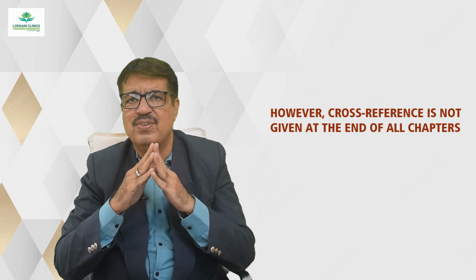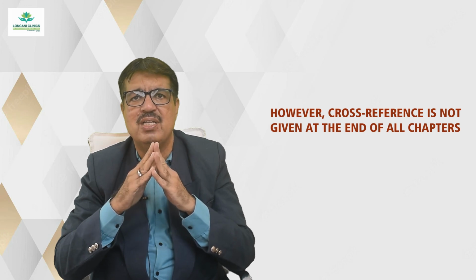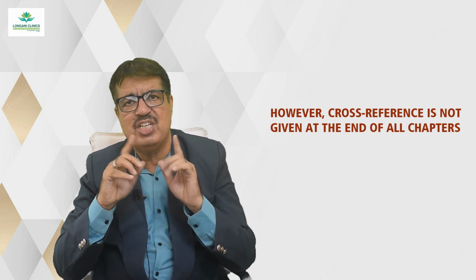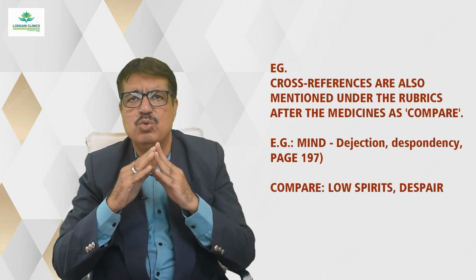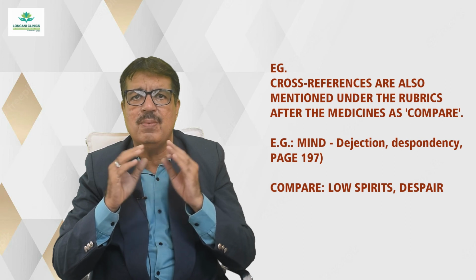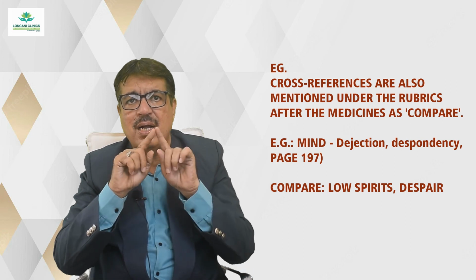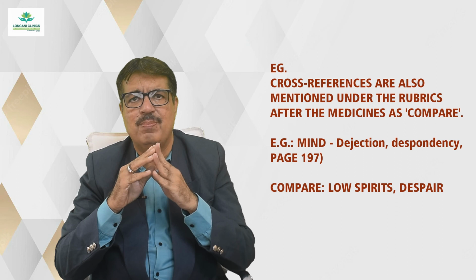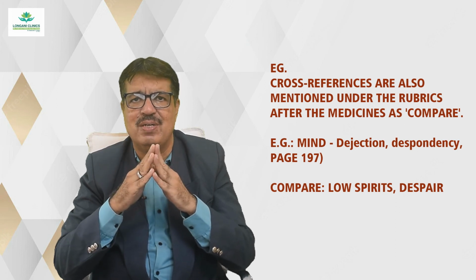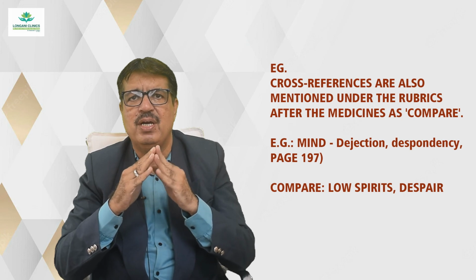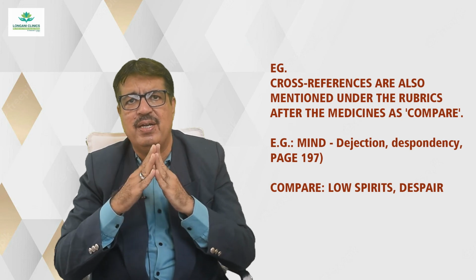However, cross-reference is not given at the end of all chapters. For example, cross-references are also mentioned under the rubrics after the medicine as compare. For example, mind, dejection, despondency, page number 197. Below you will find compare, low spirits, despair.